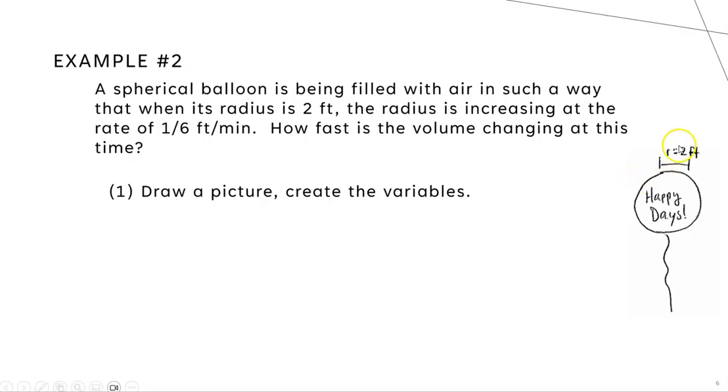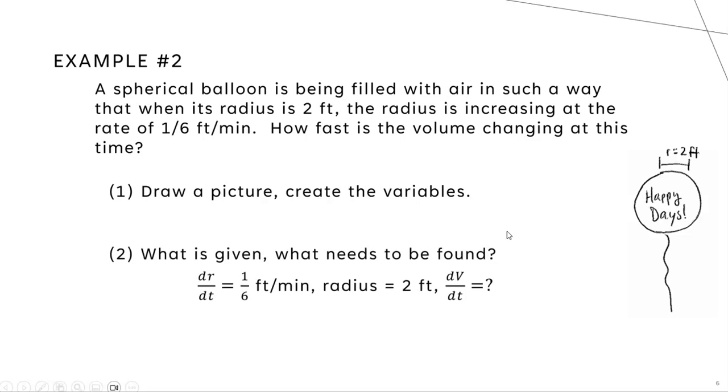We're going to create our variables. We've got r for radius, and then we'll use v for volume. So then we need to figure out what's given and what needs to be found. Well, I told you that the radius is increasing at the rate of 1/6 of a foot per minute. So this is what we call dr/dt. dr/dt is 1/6 of a foot per minute. Rate of change of our radius over time.